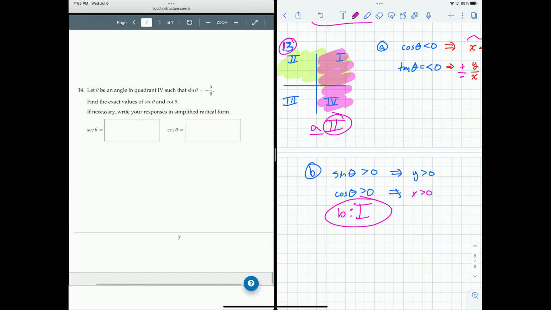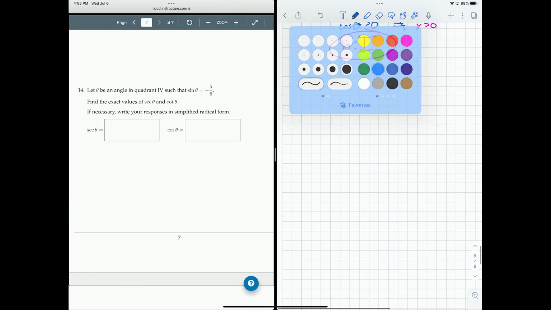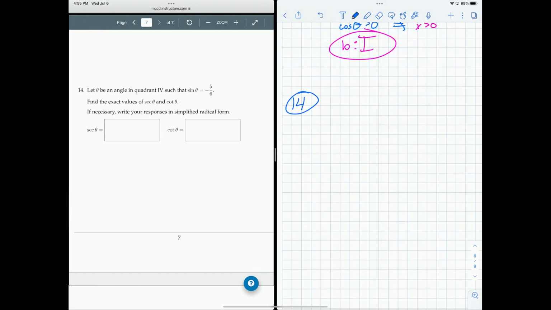Okay, last problem, which we'll have to do quickly because I've got 5 minutes. So sorry about that. All right. So what's going on here? We've got a unit circle, and we're in quadrant 4, which is down here. And the sine is -5/6. So that's the y value. So down here, -5/6. There we are. So there's an x value we don't know, and the y value is -5/6. Okay, that's what we know.